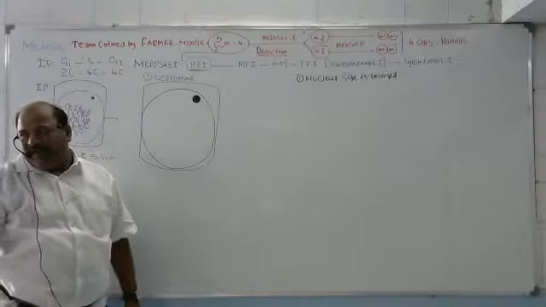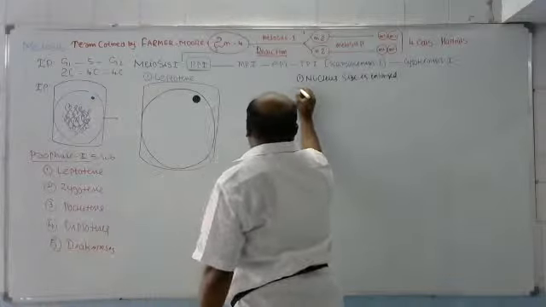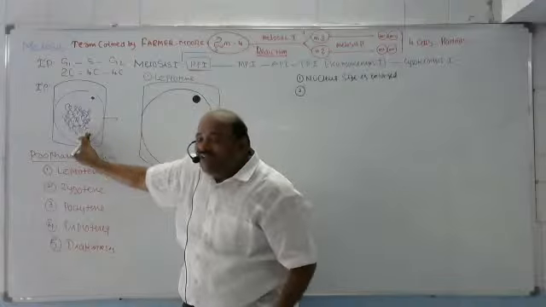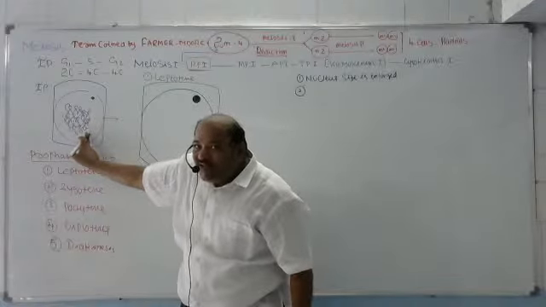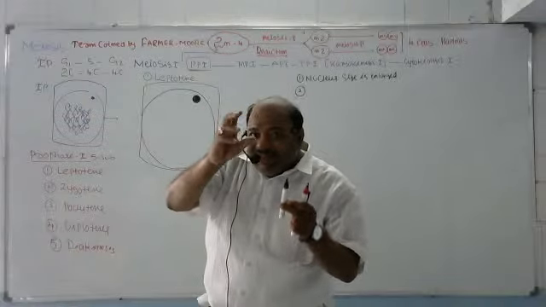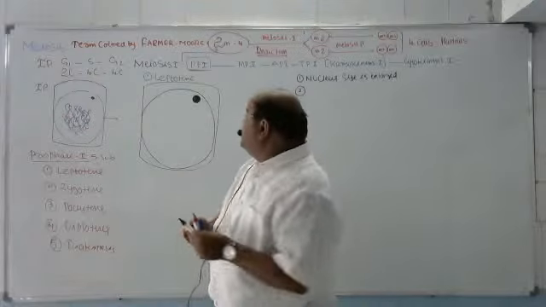That is the second point. Nucleus size is enlarged. Whereas in interphase, are you observing any clear-cut chromosome here? No. It is available as a thread-like structure. So T means thread-like.